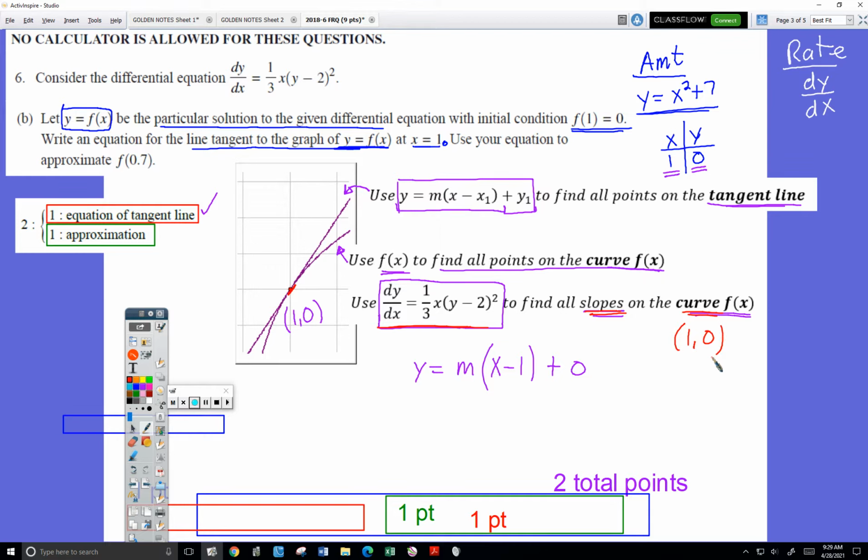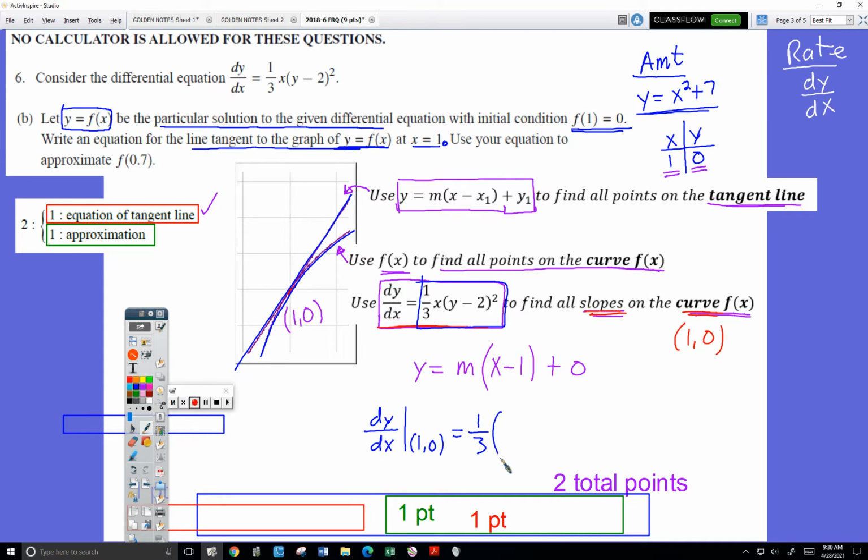So I plug that in. So I'm going to go find dy dx at the point 1 comma 0, because that will be the slope of this curve at the point of tangency, which means it will also be the slope of this line. So I'm using this equation. So there's my 1/3.